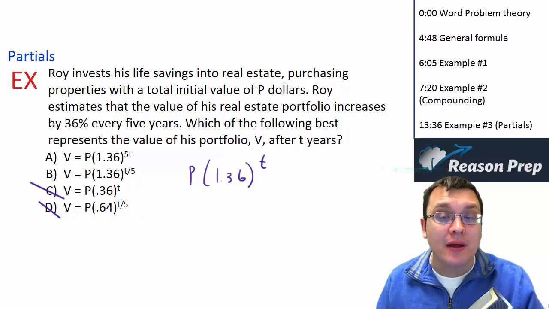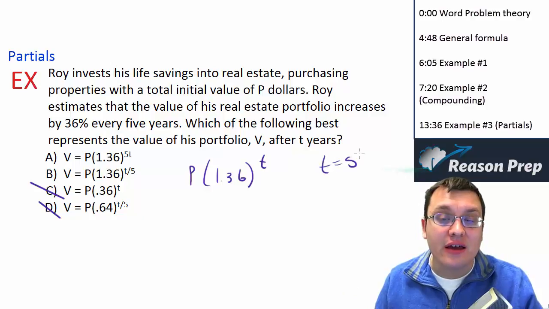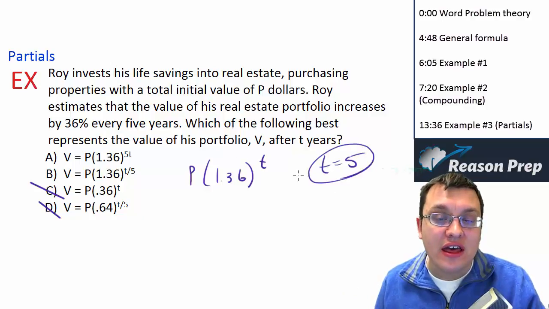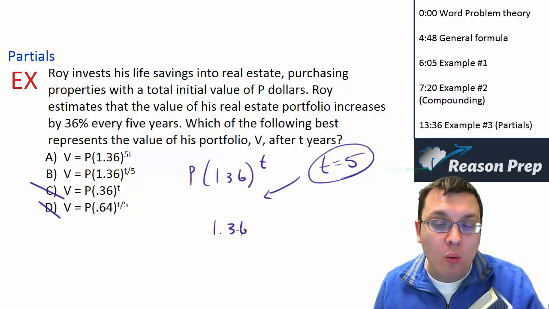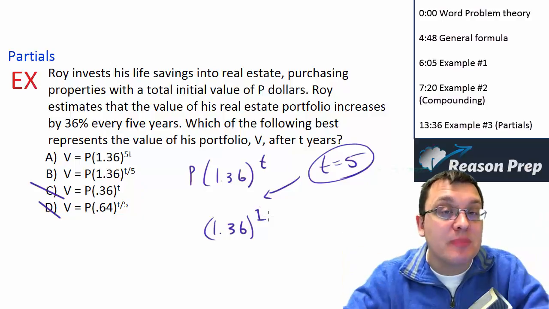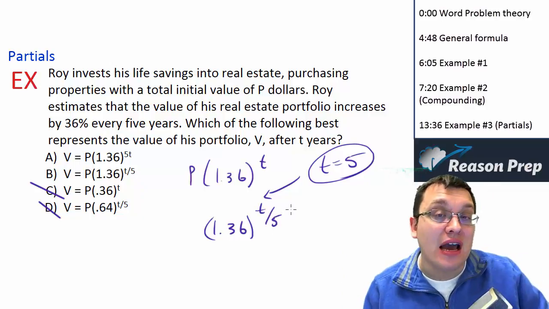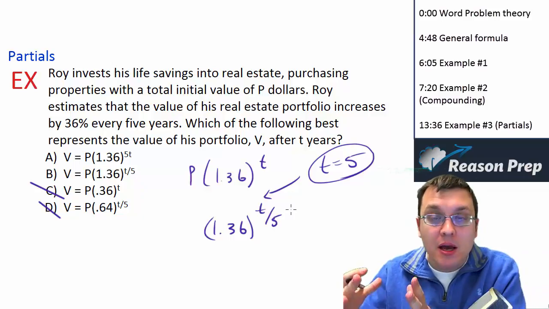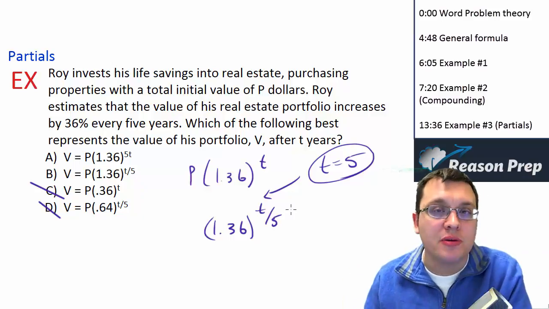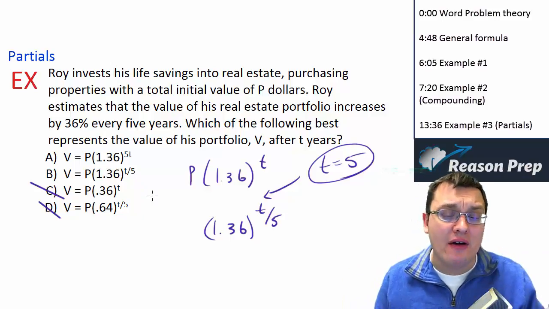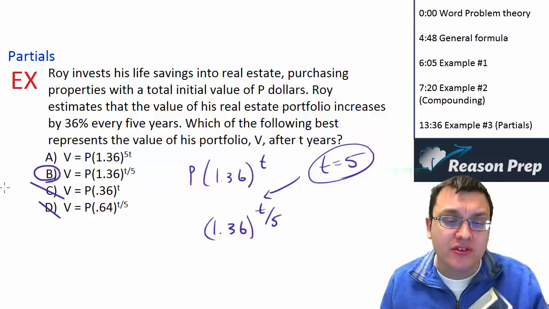So what should happen is that when t is 5, right, after 5 years, this should end up being 1.36 to the 1, right? Because it's going to increase by that 36%. So what does that mean? It must mean we have to divide our t by 5. And that will tell us how many periods, or even fractional periods, of 5 years we have. And that's why we're going to get choice B as our answer.